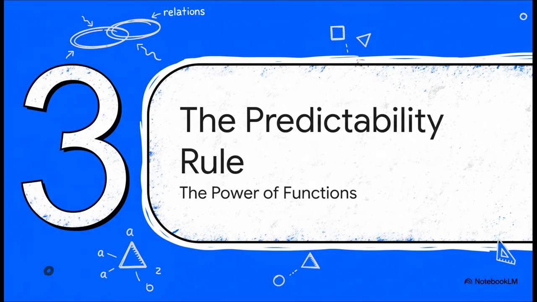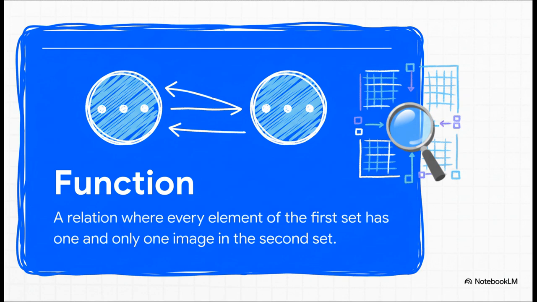All right, now we get to the real heavyweight, the most powerful, most precise, and most predictable type of connection in all of math. This is where we lay down the law with the strictest rule of all. And here it is, the moment of truth, a function. A function is a super special kind of relation, but it has one extra, absolutely non-negotiable rule.